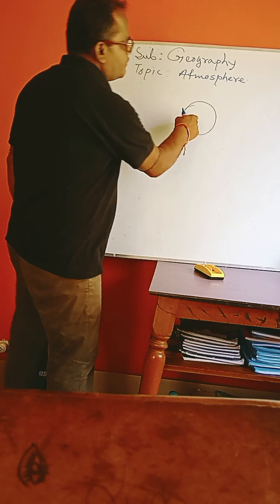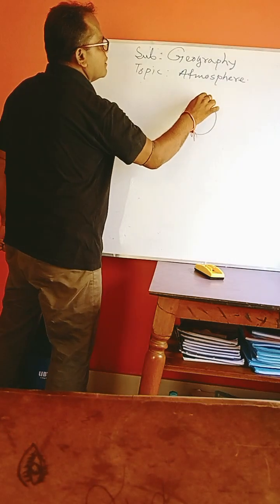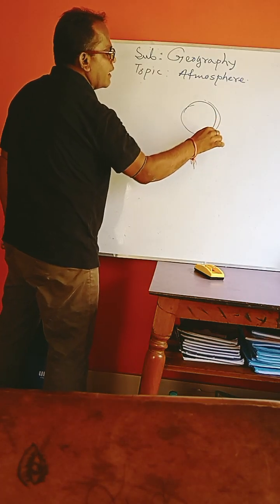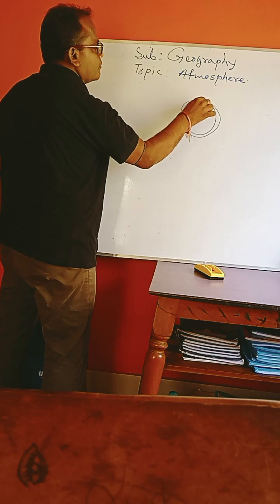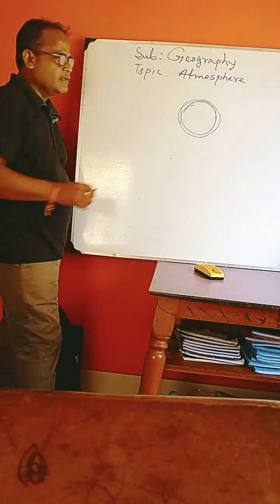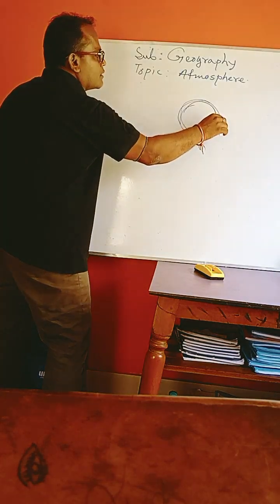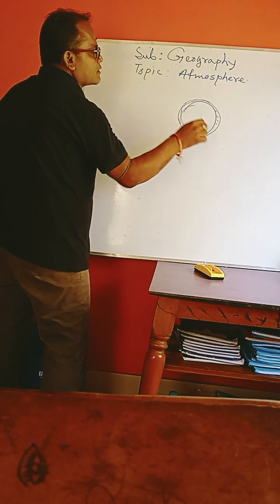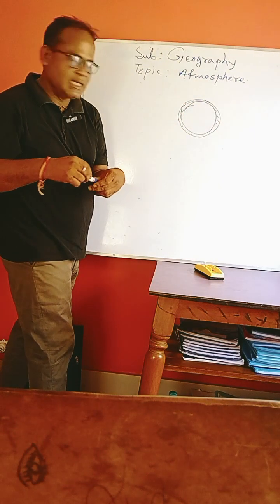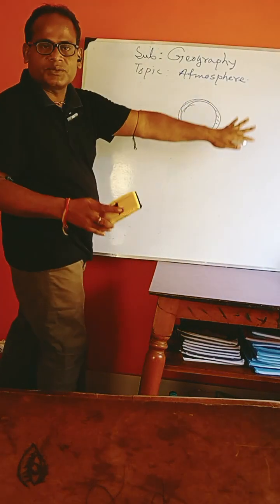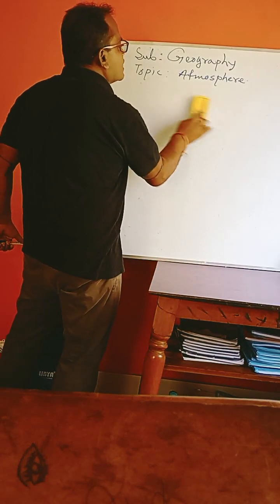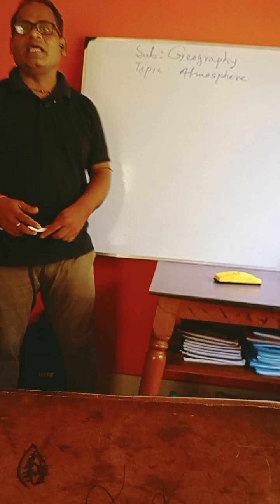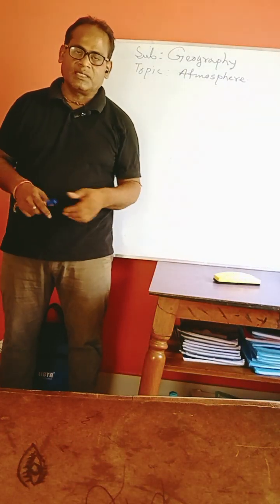For example, if this is earth, this thin layer that surrounds the earth, the thin layer of air that surrounds the earth, is called atmosphere. Is that clear? It surrounds, it covers. So I hope you have understood question number 1. What is atmosphere? Atmosphere is the thin layer of air that surrounds the earth.